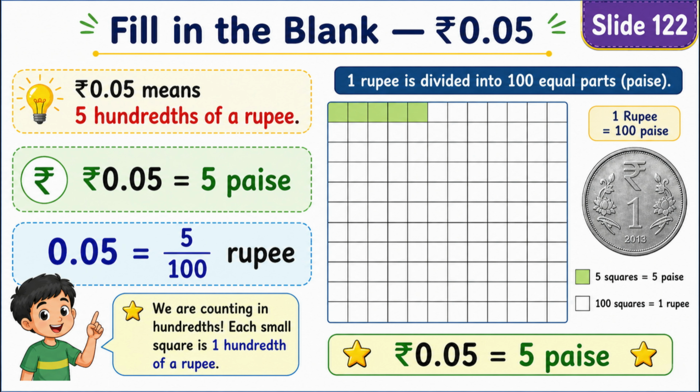Fill in the blank. 0.05 rupees. To convert rupees into paise, multiply by 100. 0.05 rupees means 5/100ths of a rupee. Each 100th of a rupee is 1 paisa. So 0.05 rupee equals 5 paise.